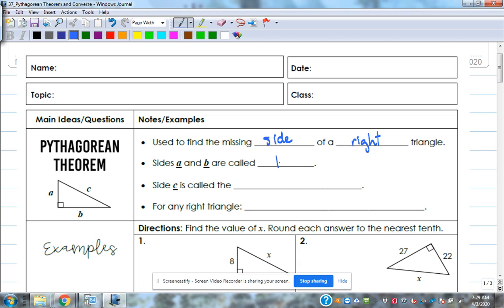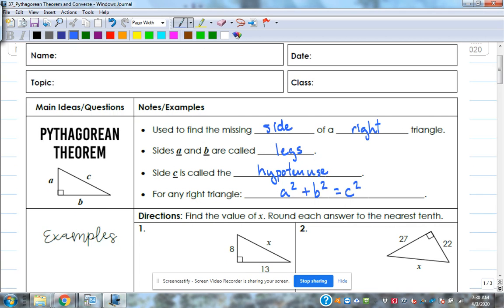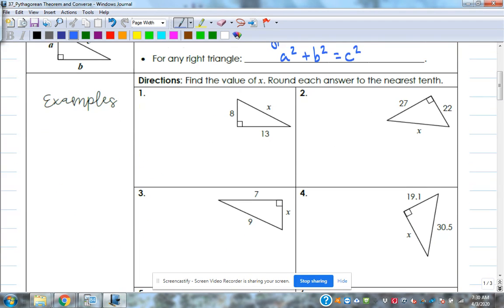Sides A and B are called the legs. Side C is the hypotenuse. And that formula is A squared plus B squared equals C squared. I've been using this for a long time, so this should be review. All right, so let's look at a few examples here.